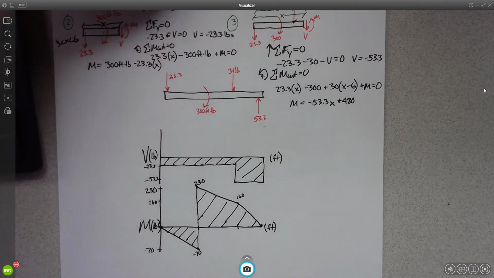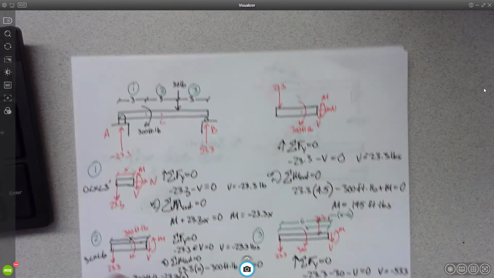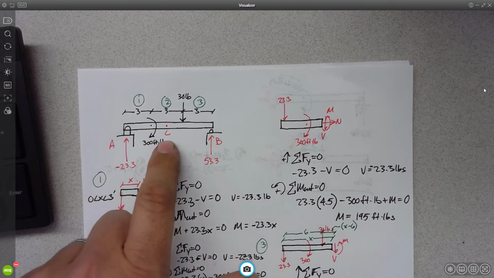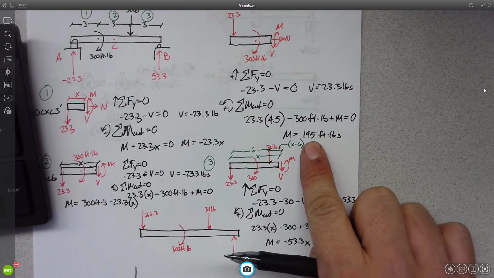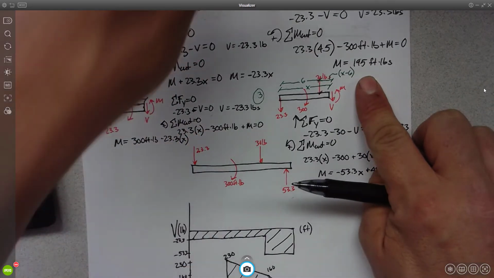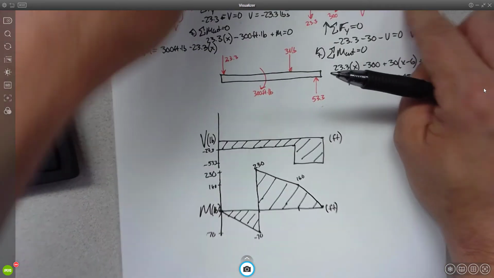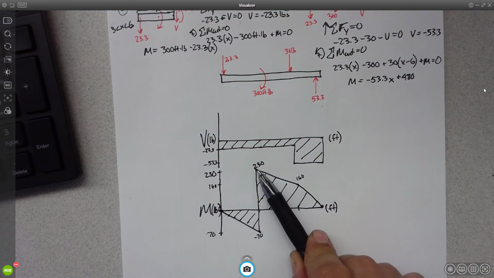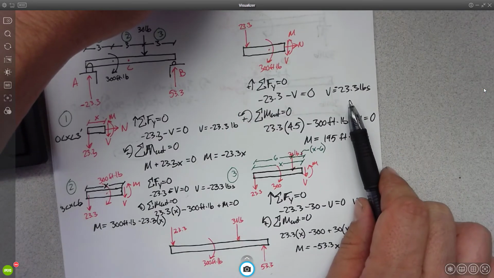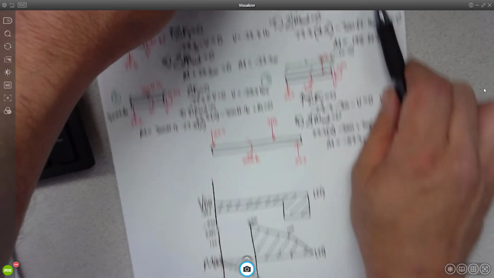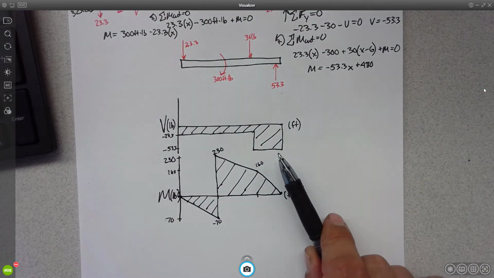So when we started this problem, way back up here, we found the bending moment at C, and we found it to be 195 foot-pounds. Is that the max? It's not even close to the max, right? The max is 230. And we also found our shear was negative 23.3 pounds. Is that our max? No, the max is more than double that, okay?